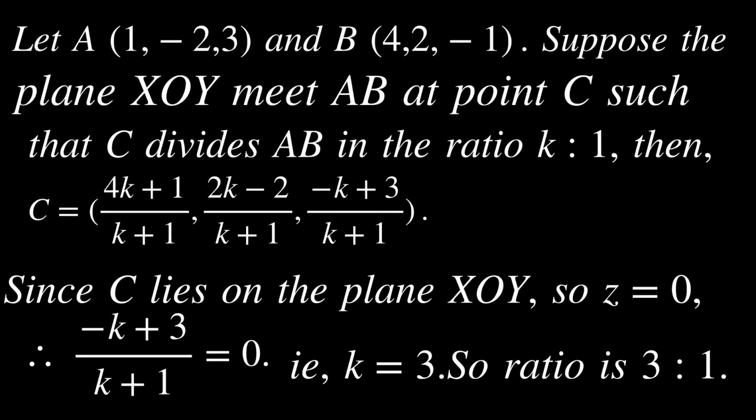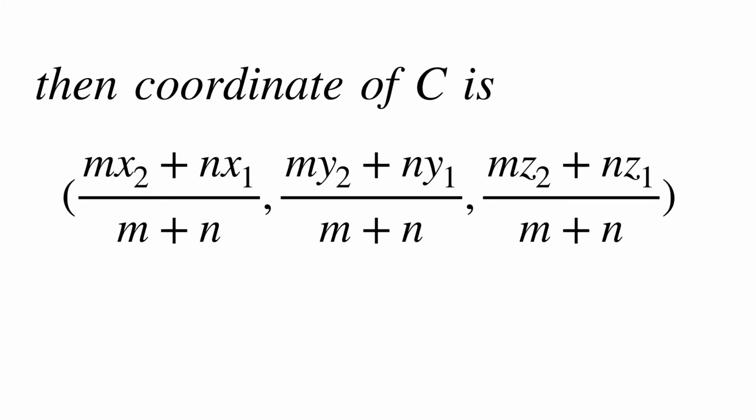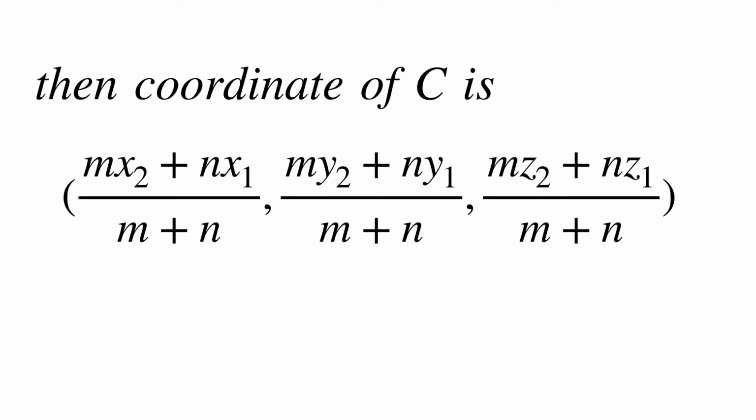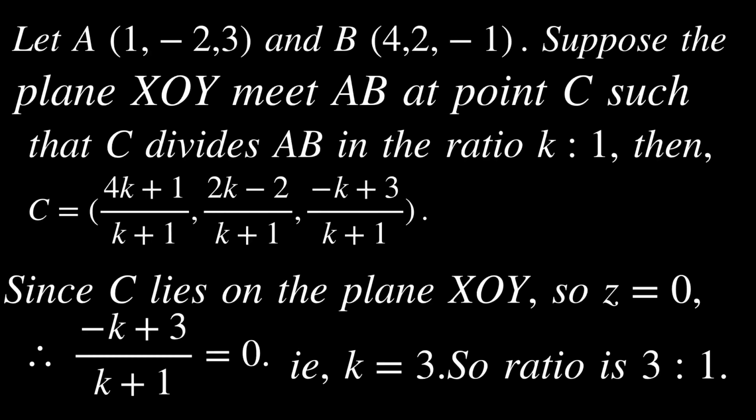For finding out this ratio, we can use the section formula, and this is as shown, and understand it thoroughly. And this formula you might have learned in the lower classes. Now let's say the point C divides the line segment AB in the ratio k:1. Then the coordinates of C are ((4k+1)/(k+1), (2k-2)/(k+1), (-k+3)/(k+1)).